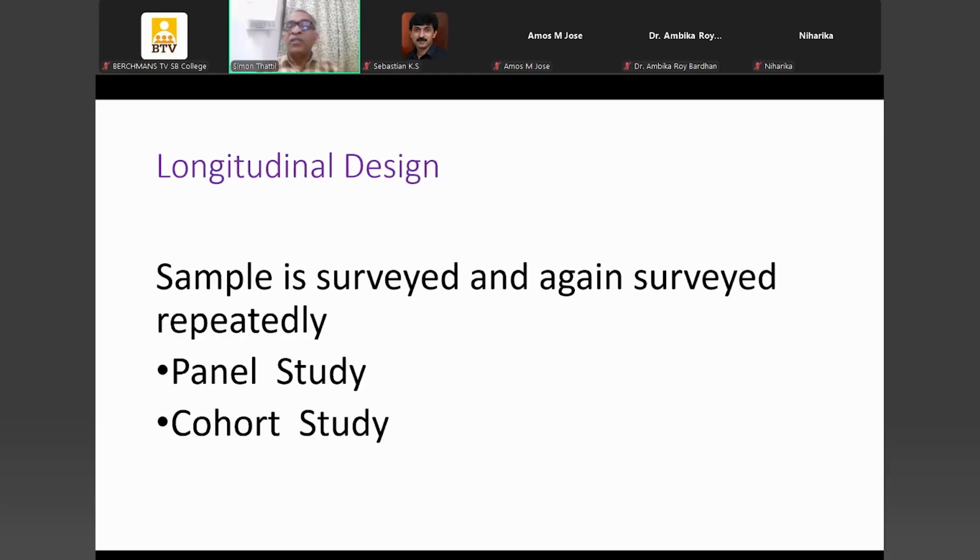Now, some modern designs, which we call longitudinal design. It is rather time consuming, and at times also cost consuming. Here the sample is surveyed again, or surveyed repeatedly. That's why we say longitudinal, north to south, top to bottom. Once you do the survey, depending on your research question or research problem, you do interventions at several points.